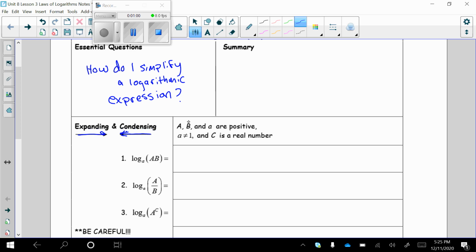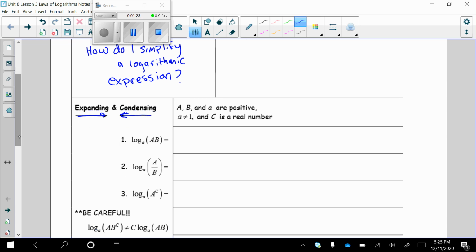A and B in our examples and lowercase a will all be positive values. Lowercase a as the base will never be a negative, or will never be 1, excuse me. And c will always be a real number because we have it in the exponent position. Okay, so there's 3 laws that we really want to look at.